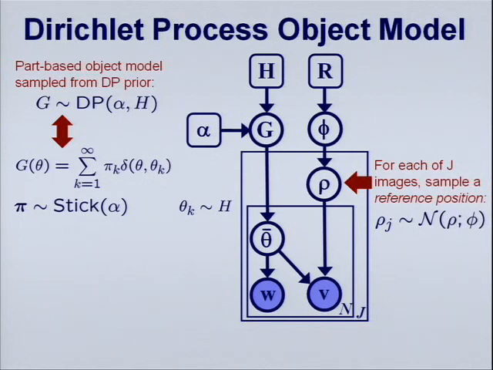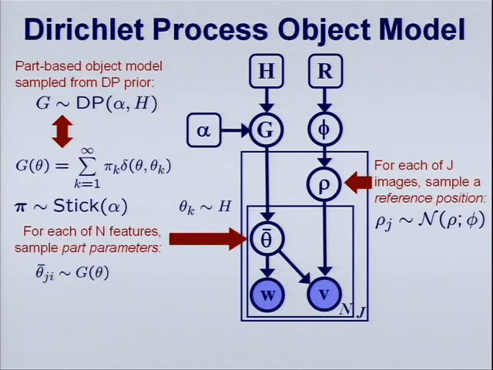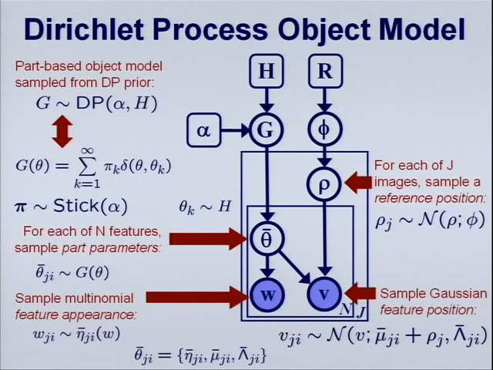Then for each of the N features in that image, I'm going to first sample a set of part parameters. When I draw a sample from G, I take the full set of potential parts and pick out one, making a copy of its parameters. Then, conditioned on that, I'm going to sample a feature appearance, which is from a multinomial distribution, and a feature position, which is from a Gaussian. If you haven't seen graphical models before, this is surely not helpful to you. And this is exactly equivalent to that generative process I drew in pictures several slides ago with the bicycle. Okay, but for those who have seen the math before, this is more formally what the model looks like.